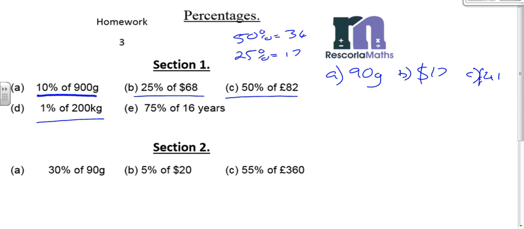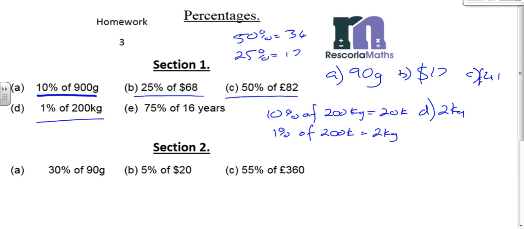D, 1%. Now this is a crucial thing. This separates people that can do percentages reasonably well and people that really struggle with it. To find 1%, initially you're going to find 10%. So 10% of 200 kilograms is 20 kilograms because you divide it by 10. But then to find 1%, you need to divide it by 10 again. So 1% of 200 kilograms, divide that by 10, is going to be 2 kilograms. That's it. So D is 2 kilograms.